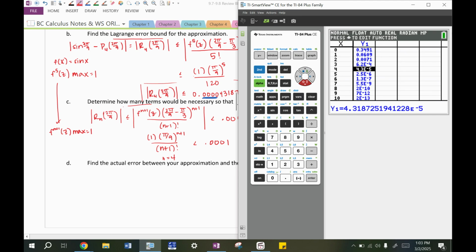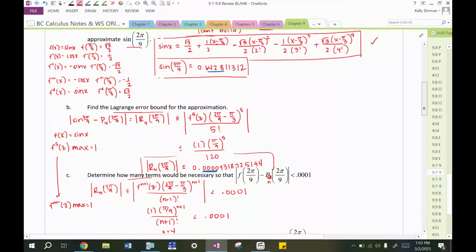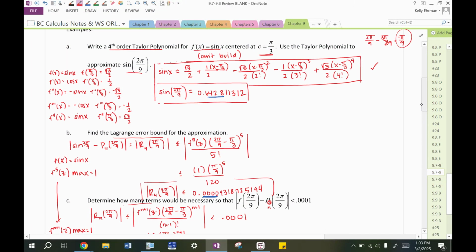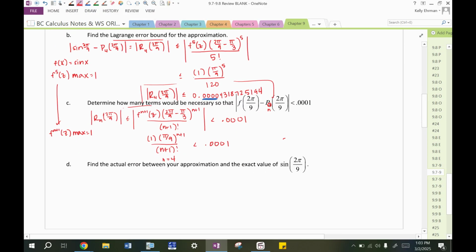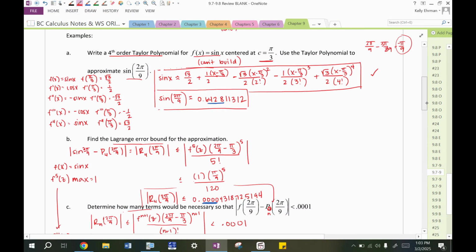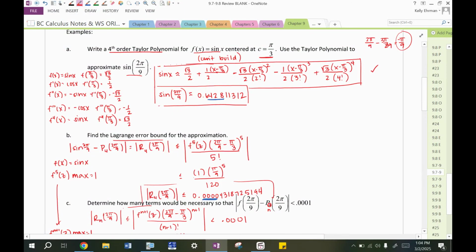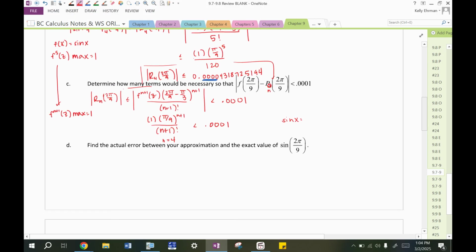Do we have to approximate? No, just determine how many terms. Now this is n equals 4. How many terms is that? Let's be careful with this. This is a sine function. So think about the sine Taylor polynomial here. We have degree 4. Oh yeah, okay. So this one doesn't have any 0 terms. So yes, the fourth order does go with the fourth degree.